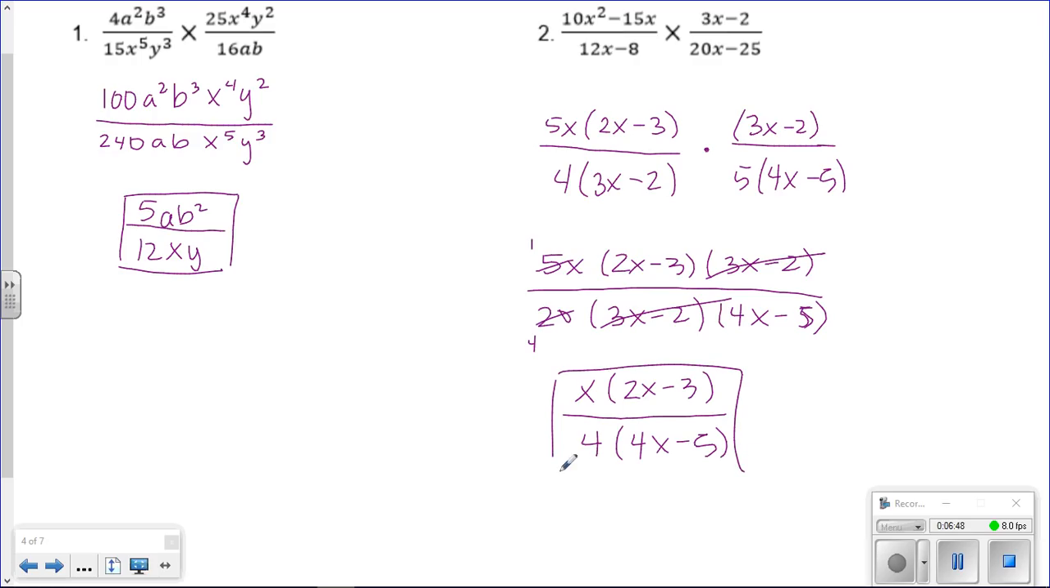And voila, that is it. There's your answer. So pretty simple, straightforward. If you see it in the numerator and the denominator, you can cancel it out. And then obviously you can cancel out numbers if they're pulled out from parentheses here.